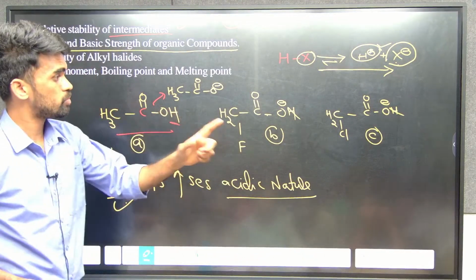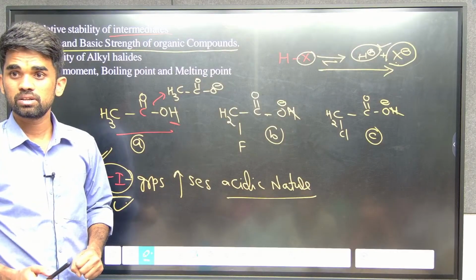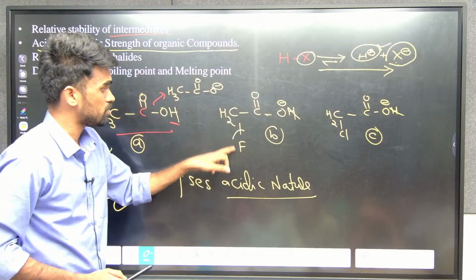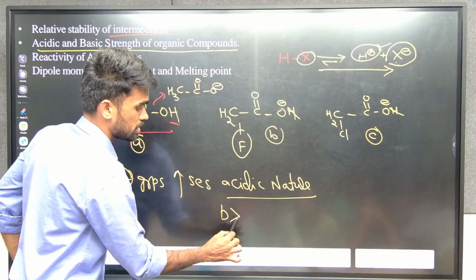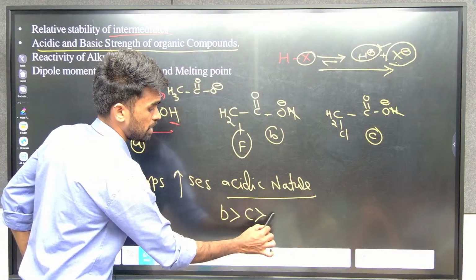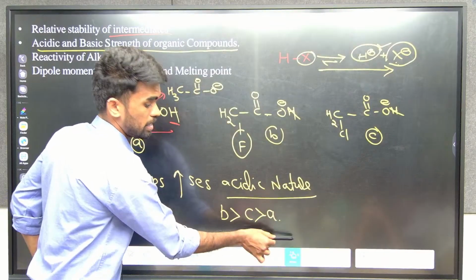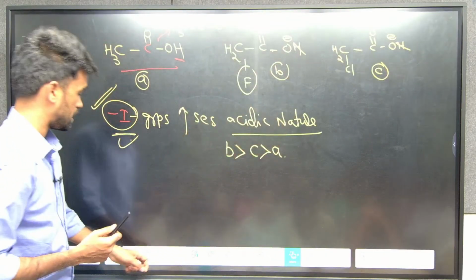So where do we have a strong minus I group out of this? Fluorine is a strong minus I group. So which is more acidic here? B. After that, least is A. Everyone clear with this? Clear or not? If not, we will take a second example.